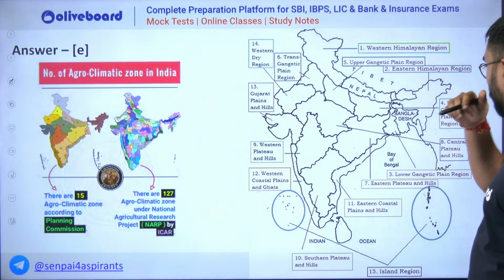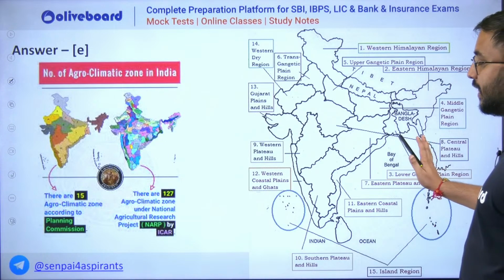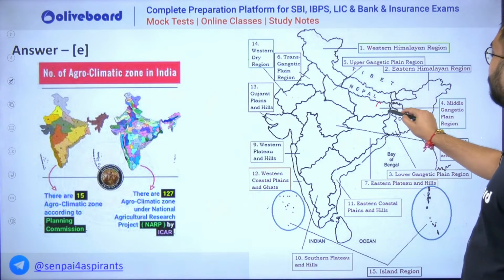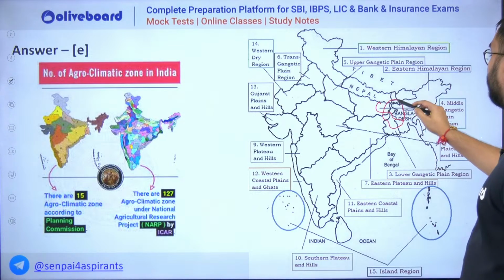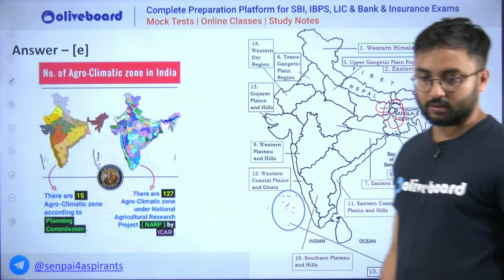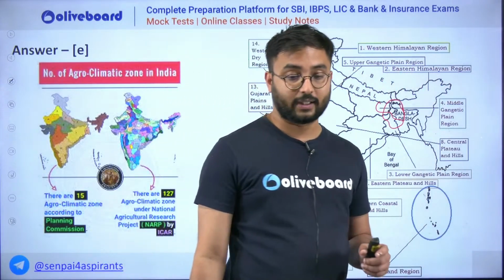Okay, so when we are talking about lower Gangetic plain, the states which will be coming here will be some part of Bihar, some part of West Bengal, but not Jharkhand. It may seem that Jharkhand will be the part of the lower Gangetic plain, but it is not.